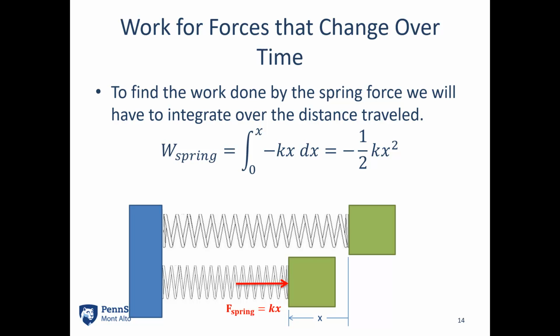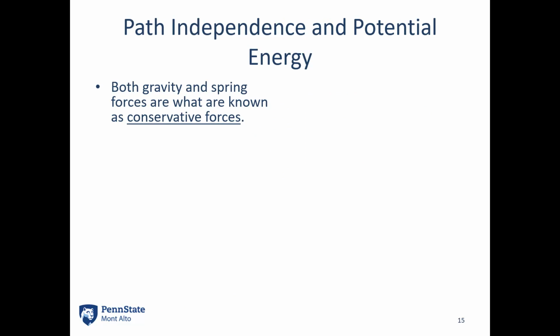And so I wind up with negative 1/2 kx squared, because the integral of negative kx dx is going to be negative 1/2 kx squared. All right, so that is the work done by the spring going from 0 to some distance x. And then the negative disappears again when we move it from the work side over to the energy side.